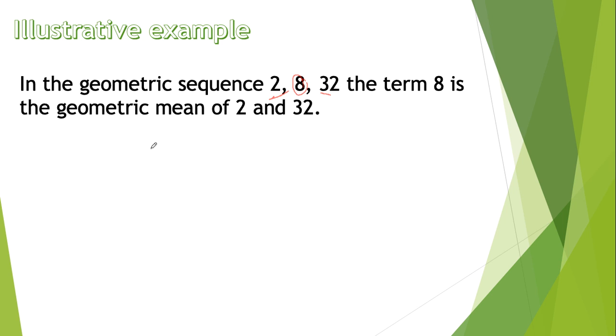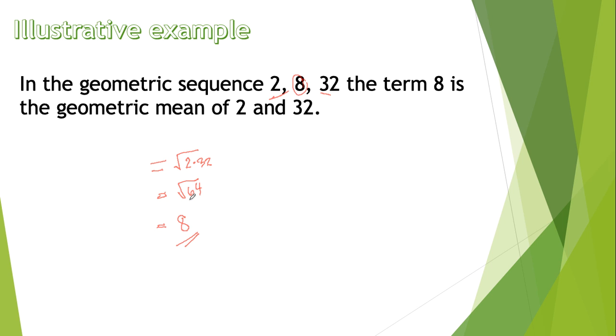Now, to check if 8 really is the geometric mean of 2 and 32, we need to get the square root of the product of 2 and 32. So, 2 times 32 is 64. And the square root of 64 is 8. Therefore, it is true that 8 is the geometric mean of 2 and 32.